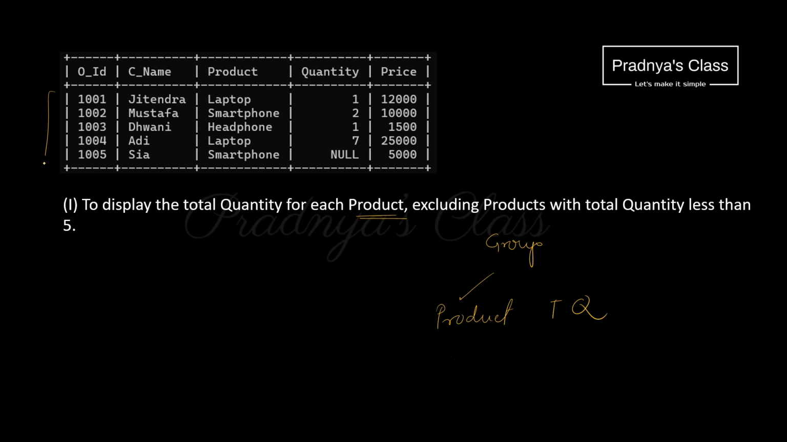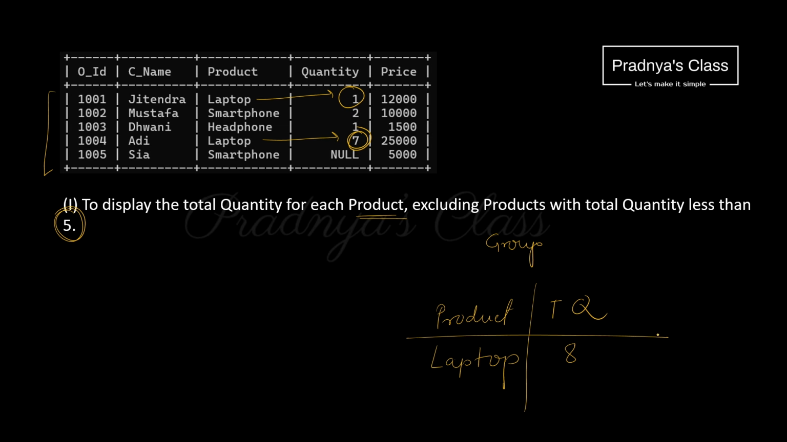Let's try to understand with one product. Let's take the product laptop. In one record we have quantity 1 and in the second record we have quantity 7. It means the total quantity is 8. Only this record will get displayed. You know why? Because the total quantity is more than 5. If it is less than 5, the records will not get displayed. Look at the other records' total count. The smartphone is 2, headphone is 1. It means we should get this output.